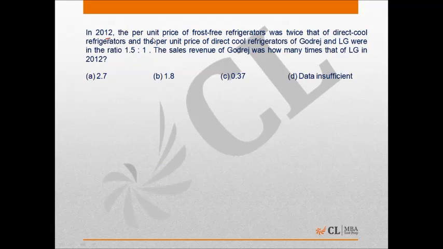In 2012, the per unit price of frost-free refrigerators was twice that of direct cool. So frost-free and direct cool. So if direct cool was that of 1 rupee, the frost-free was that of 2 rupees. And the per unit price of direct cool refrigerators of Godrej and LG, the ratio is 1.5:1, which means this is 3:2.